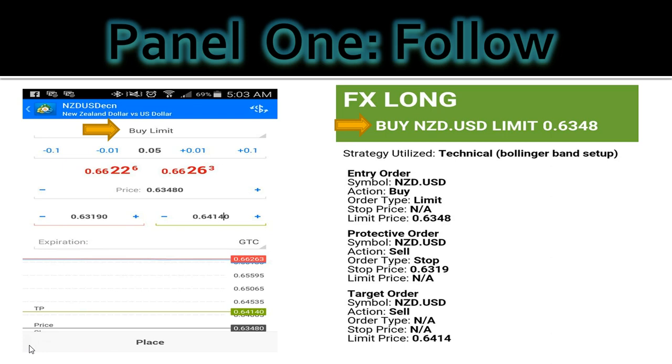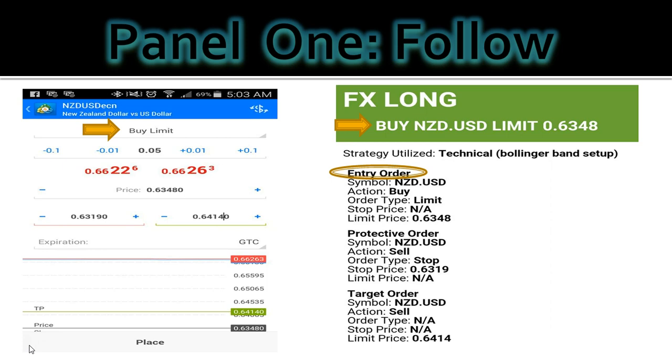Now, some of you guys are looking at this. They have an iPhone. This may look a little bit different, but basically it's the same thing. You'll find the same type of information in your app. This is an Android app, so just make sure you're putting in the correct information. In this case, this is a buy limit, so I'm going to put buy limit. If it's a sell stop, I'm going to put sell stop, or if it's a sell limit, whatever the case may be, make sure you're putting the correct information.